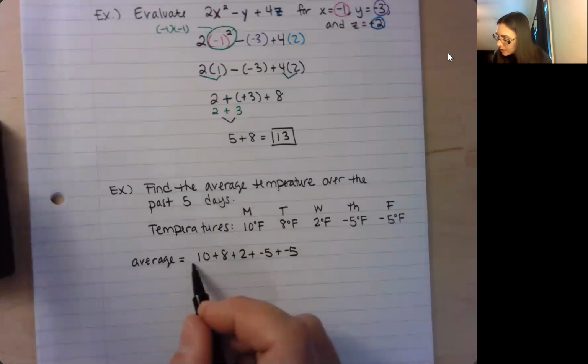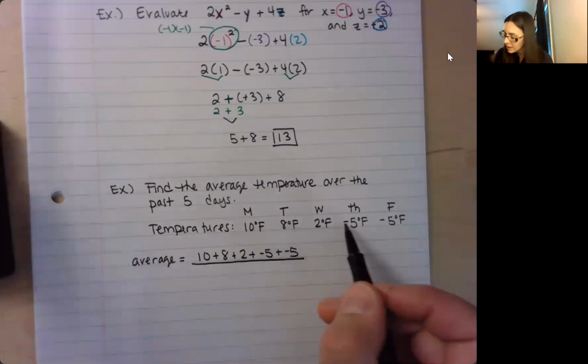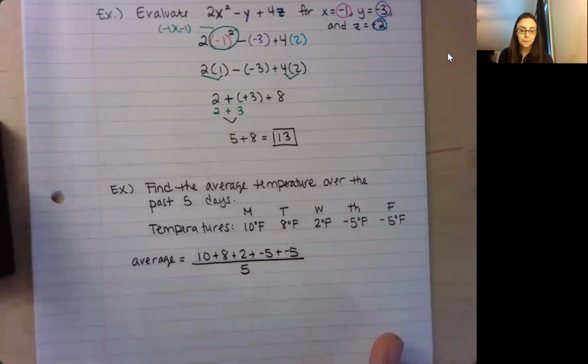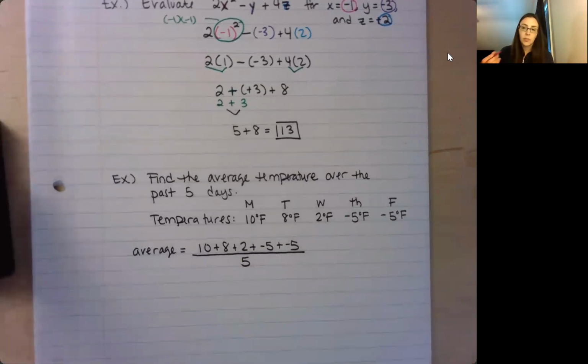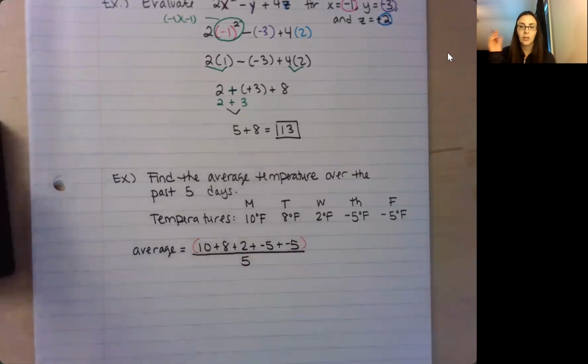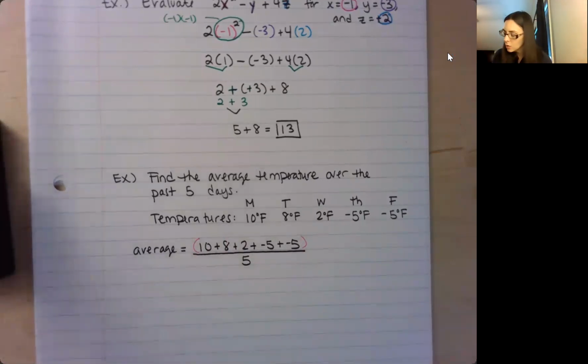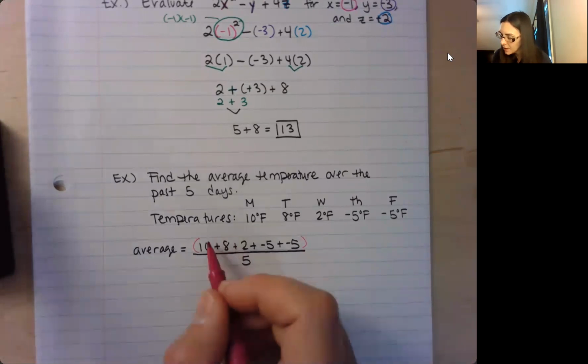And then we're going to divide by the number of things we've added. So I have 1, 2, 3, 4, 5 days here. So I'm going to divide by 5. And this actually is an order of operations problem, because you do want to make sure that you're doing that numerator first, right? I'm just going to put parentheses to remind you, do that first. Where it's all addition, you can add in any order that you want. So usually students will add their positives together first if they can.